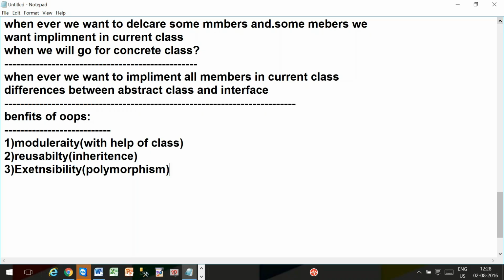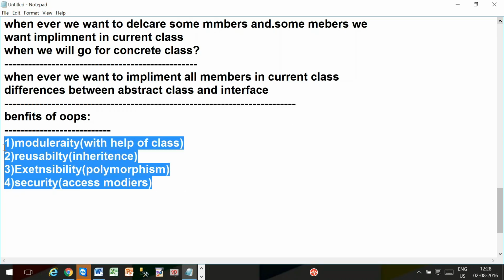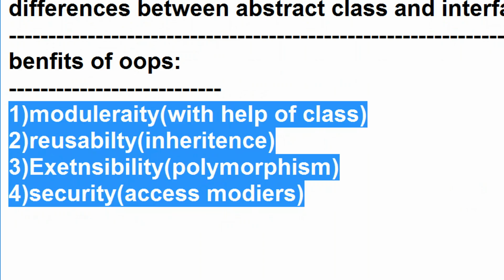Polymorphism. Fourth one is security. You are achieving it with the help of encapsulation, access modifiers, and abstraction. All these things will come under security. So finally, this is called the main benefits of OOPS.